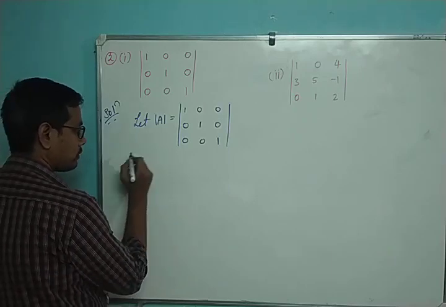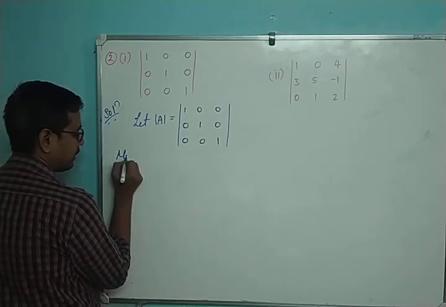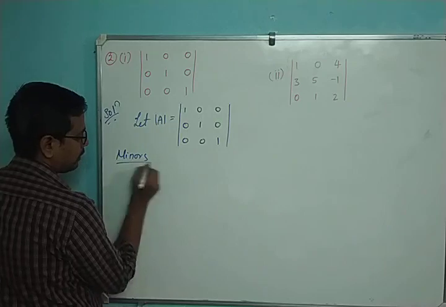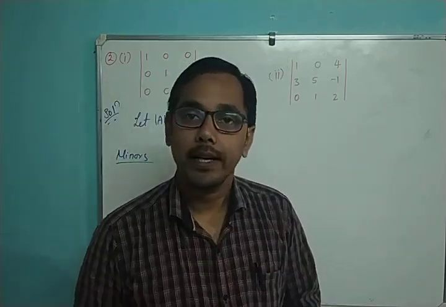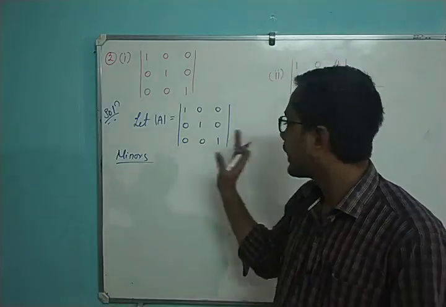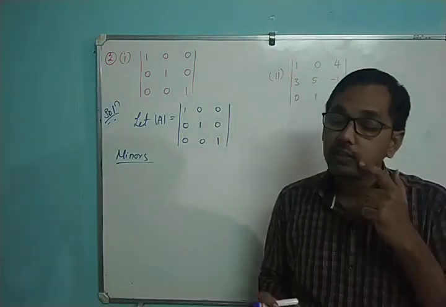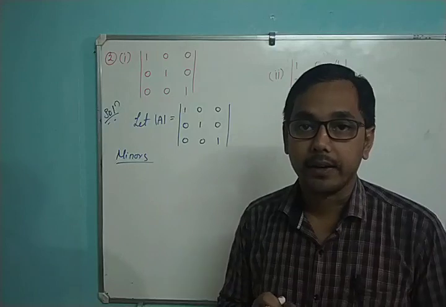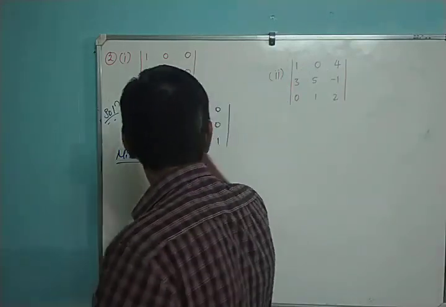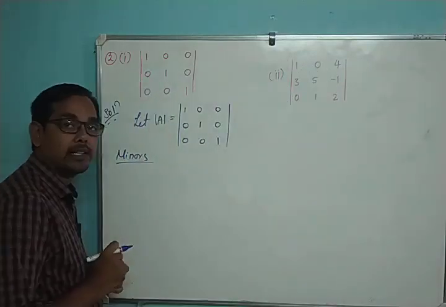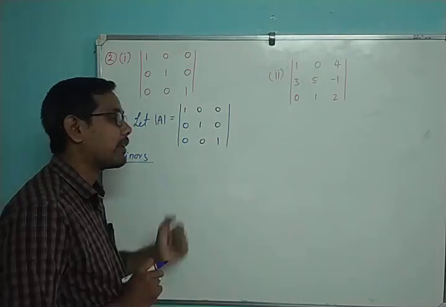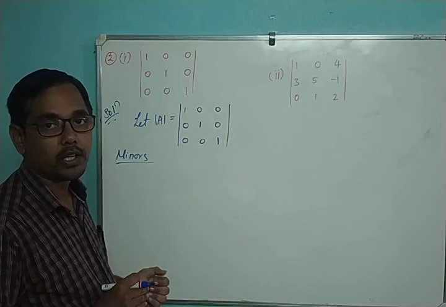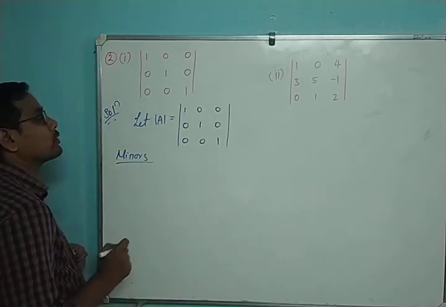Okay, so minors. What I said, you need to calculate minors for each and every element of the determinant. That is, we have 9 elements here. So for 9 elements also we need to calculate the minor. So what we need to do here is, for each and every element we have to calculate the minor by eliminating that particular row and column and putting everything remaining in the determinant.